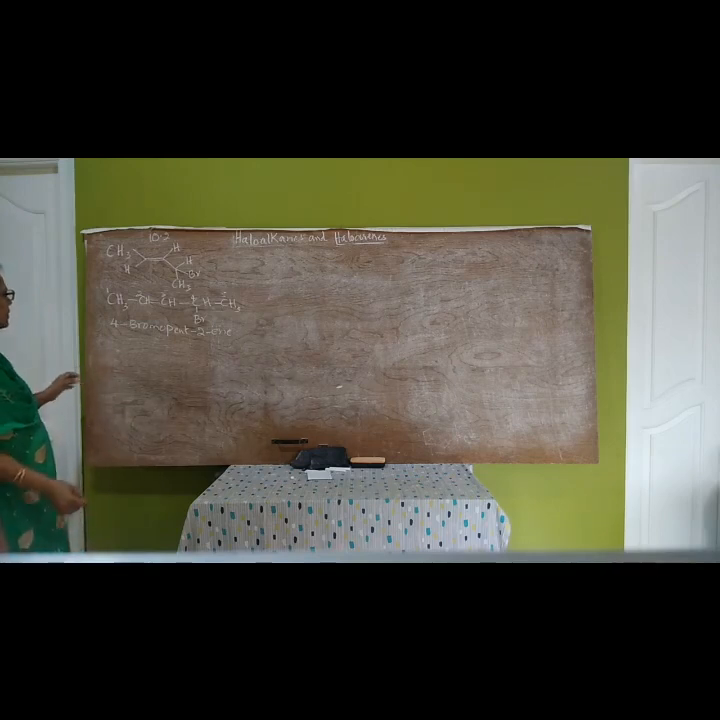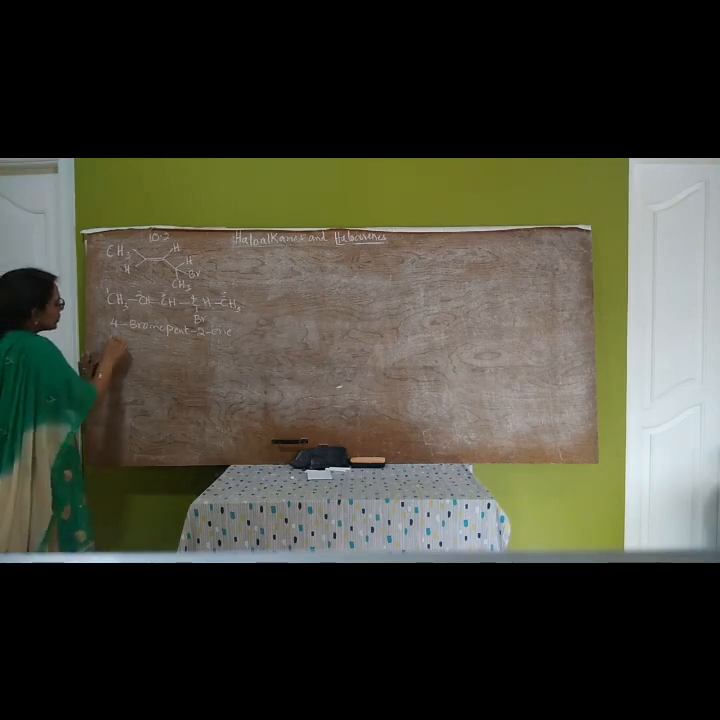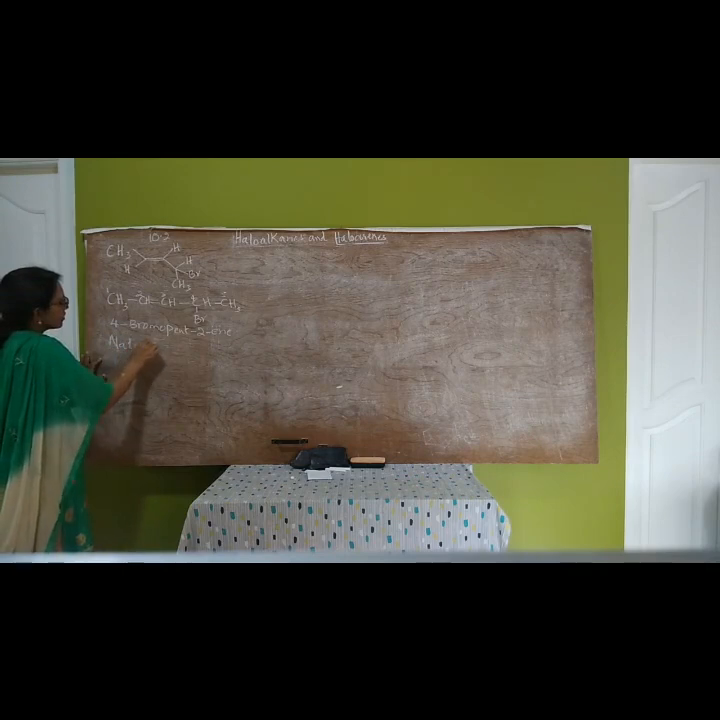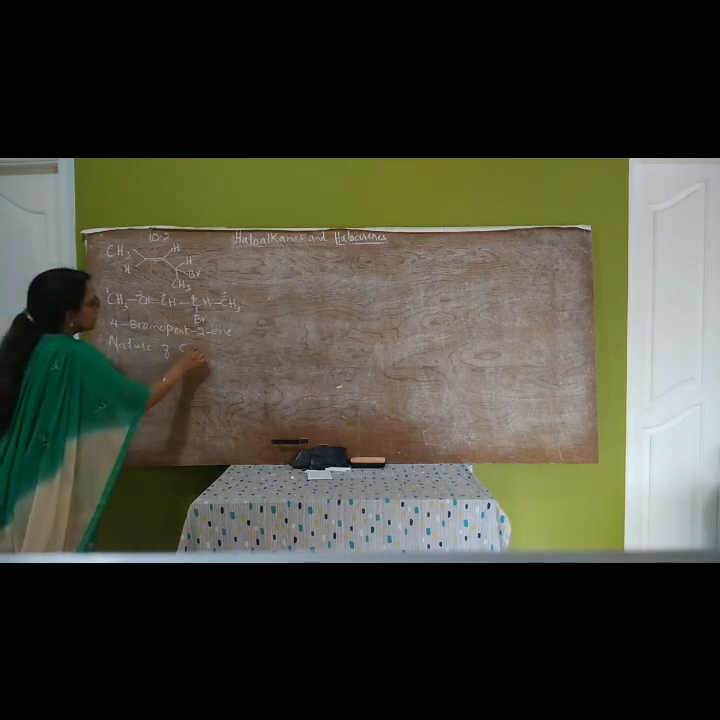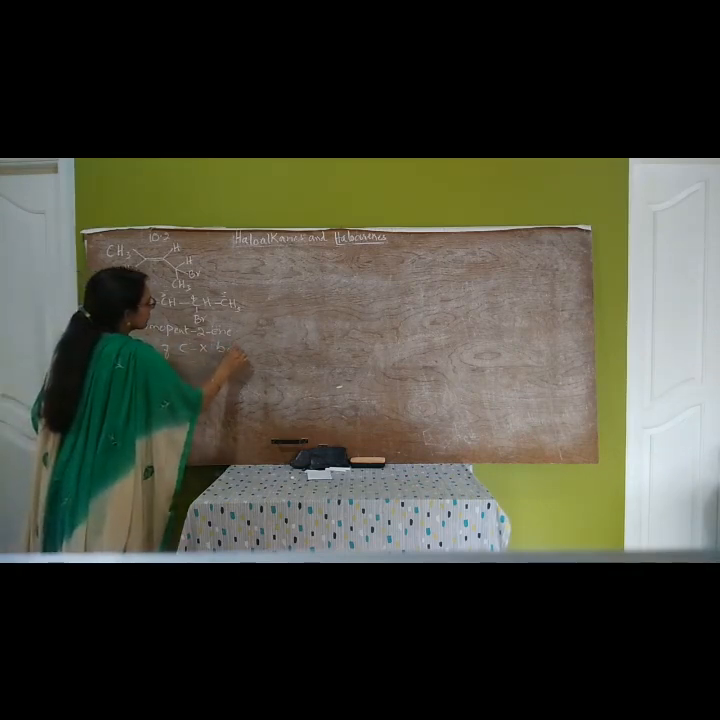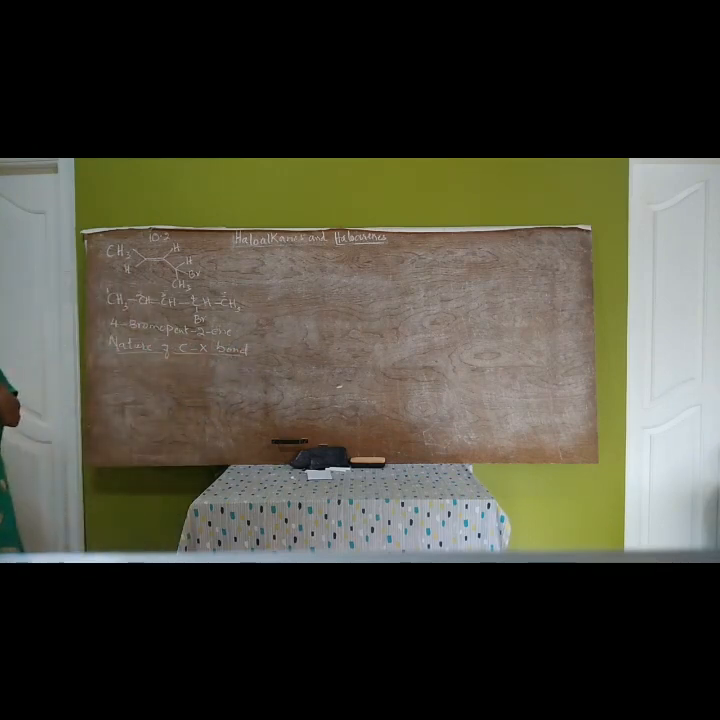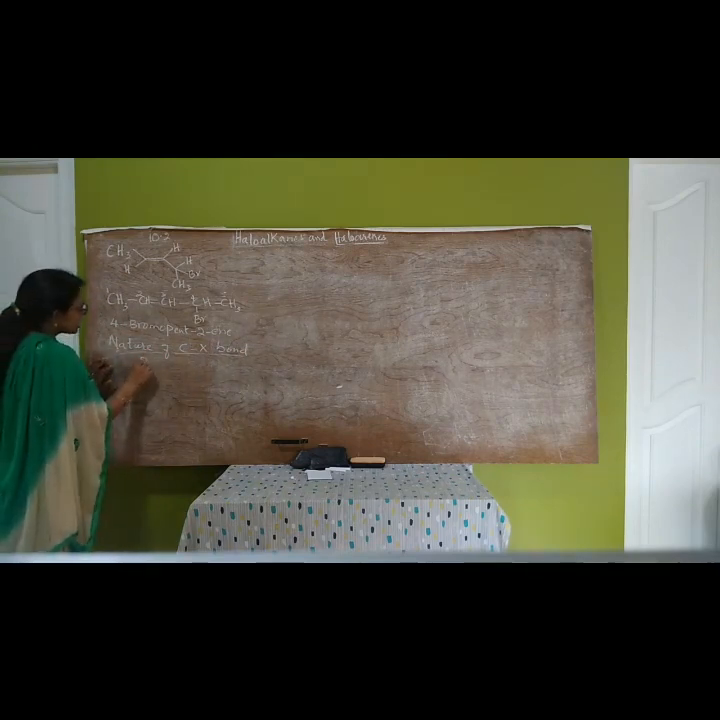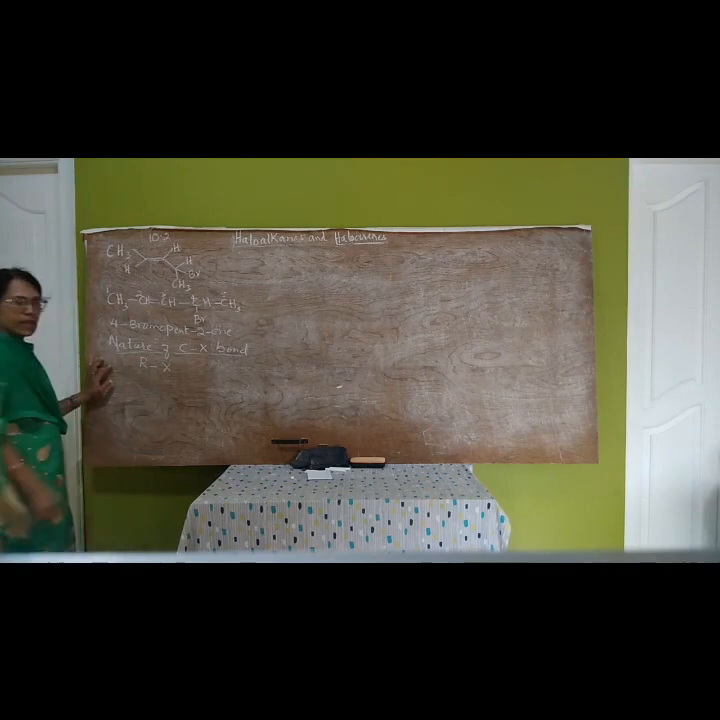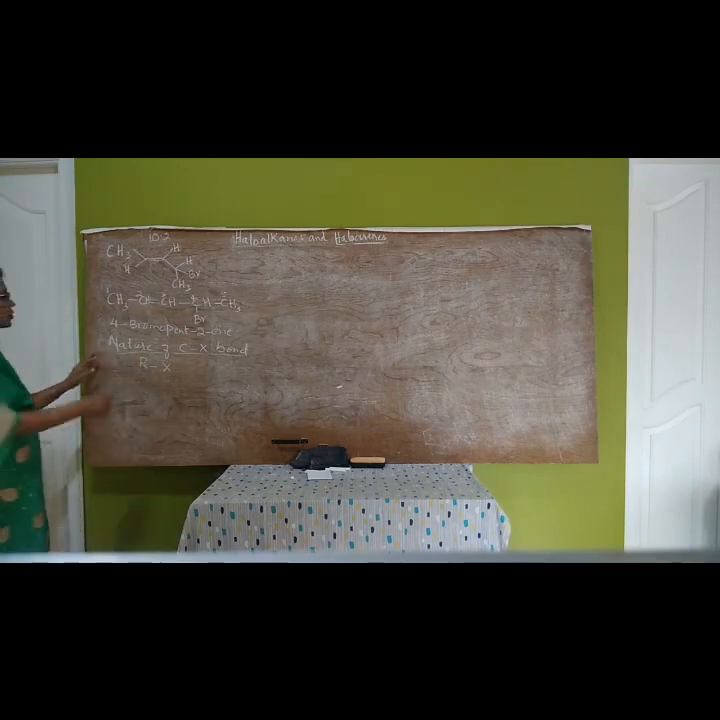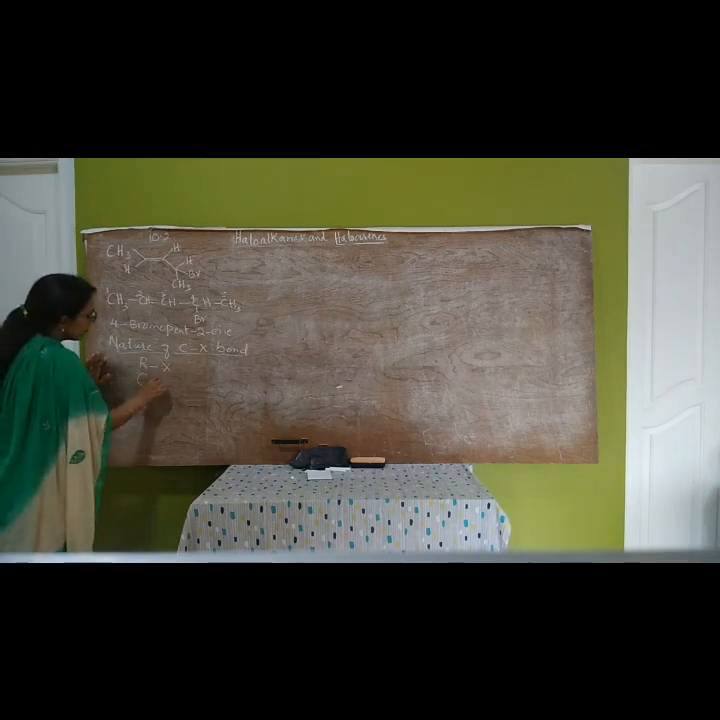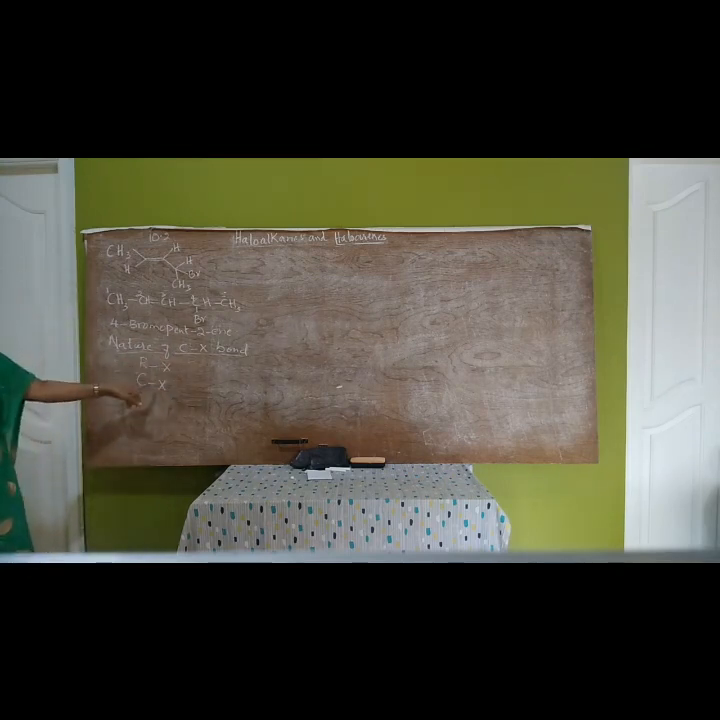Next concept, we study the nature of the C-X bond of haloalkanes. See, we represent haloalkanes by RX. R is an alkyl group. It contains carbon. So it contains a C-X bond. Haloalkanes contain a C-X bond where X is the halogen.